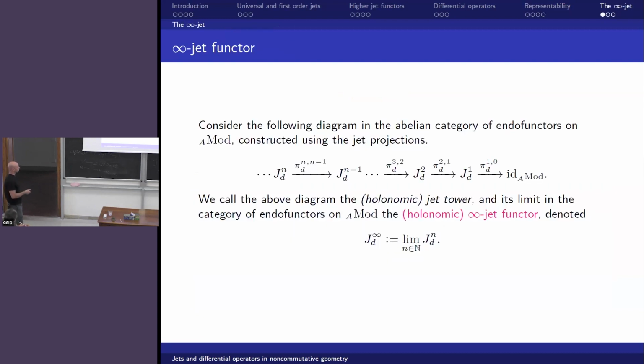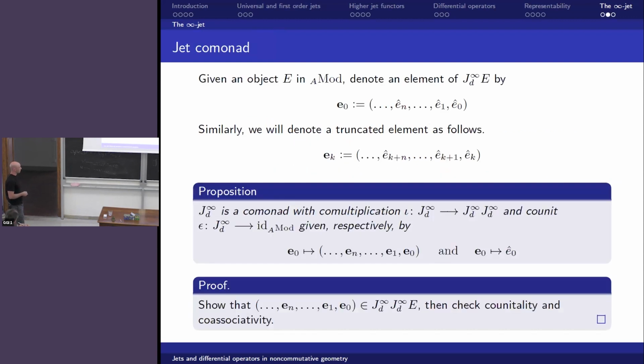Okay, so what I mostly wanted to talk about is these last few slides here. So the infinity jet, this is the same construction as you would find classically. You have this tower of jet functors and the jet projection, which are natural transformations between these jet functors. You take the limit of this, the projective limit, and you call this the infinity jet. And this has what's called a comonad structure on it.